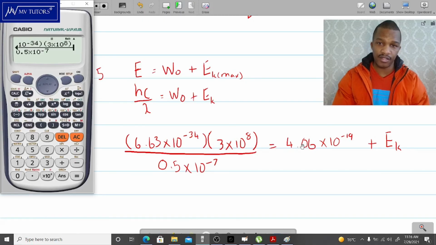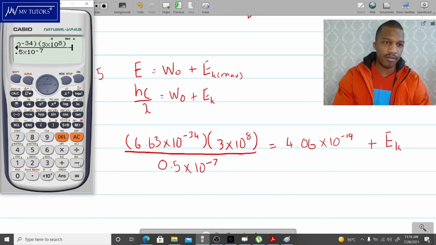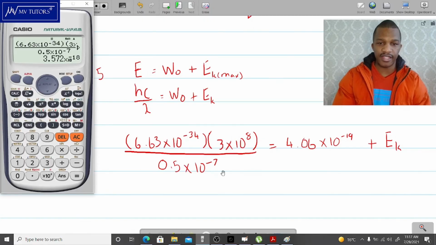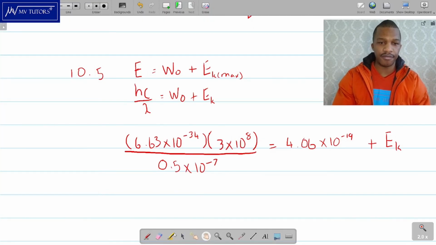Then what I want to do is go to the side, because I want to take this 4.06 to the other side. So this is mathematical gymnastics, so if it comes to this side, I subtract it, so it's gonna be minus 4.06 times 10 to the power negative 19. That's it. What's that equals to? 3.57 times 10 to the power 18. That's our final answer.